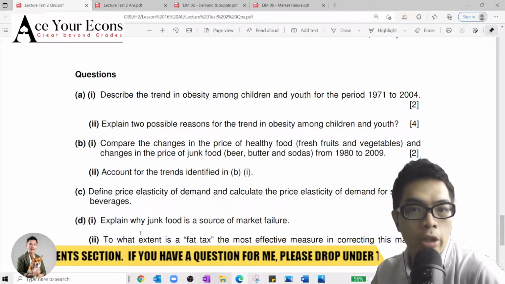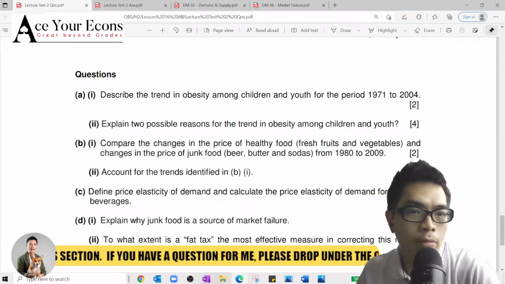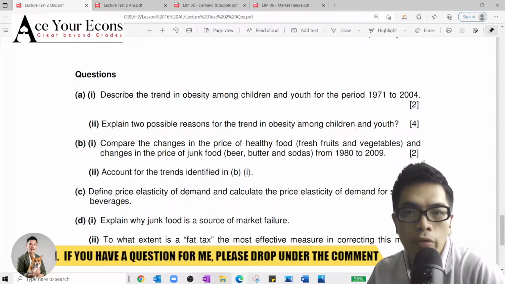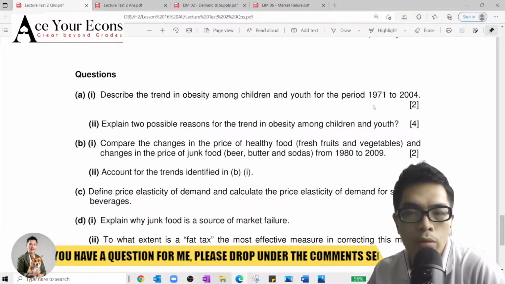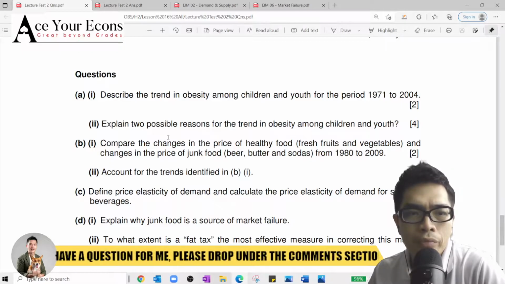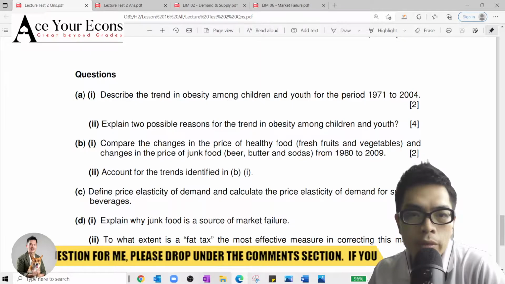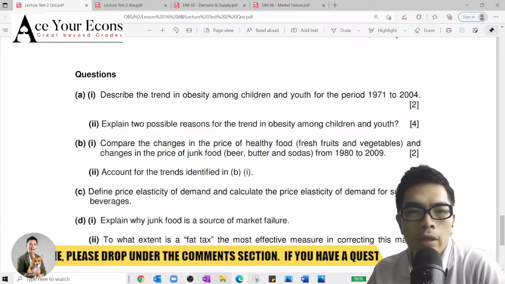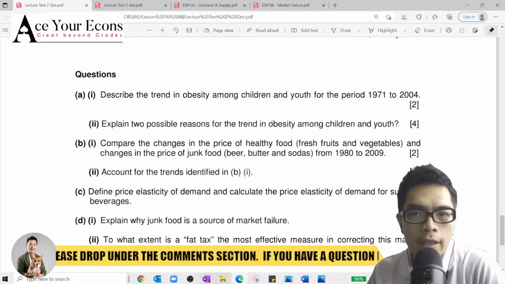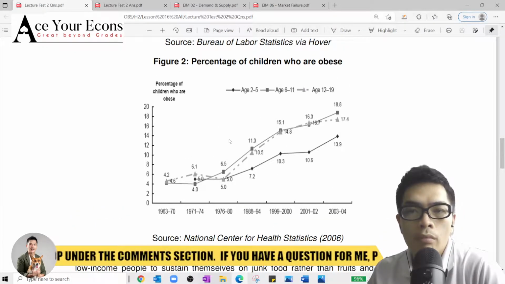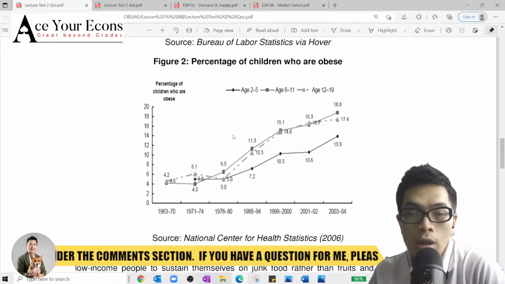Alright, so question A. We have to describe the trend in obesity among children and youth for the time period of 1971 to 2004. And A part 2: explain two possible reasons for the trend in obesity among children and youth. So we can actually see that for A part 1, the diagram is actually here. So it's not a difficult question.